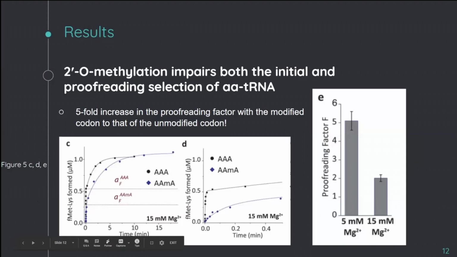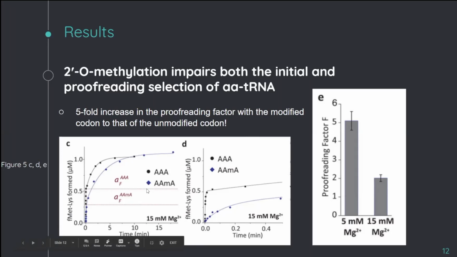And finally, figure 5 wanted to see the effects of the proofreading selection of aminoacyl tRNA. And so what they wanted to find is what's called the proofreading factor, which is a quantitative number of the GTP hydrolysis events per one successful dipeptide formation event. And so they put the modified codon directly in front of the start codon UAG, and they put fluorophores on the tRNAs associated with the start codon and on the tRNA associated with the modified codon or non-modified codon. And they were able to track the dipeptide formation.